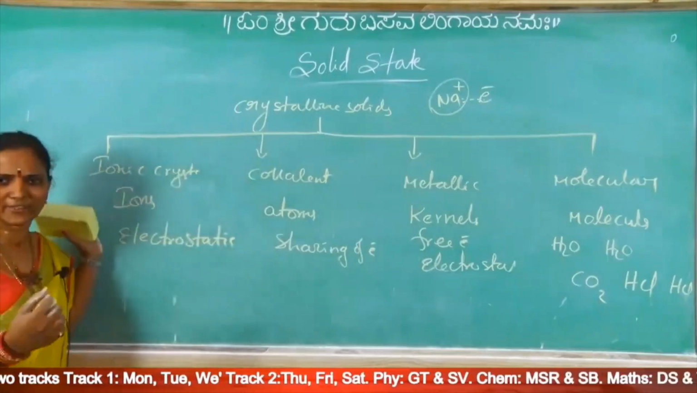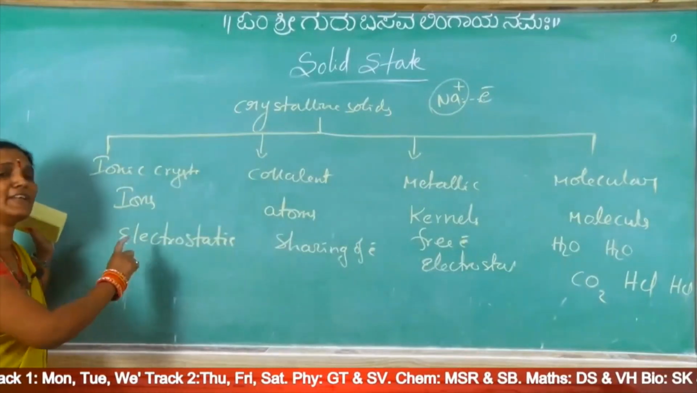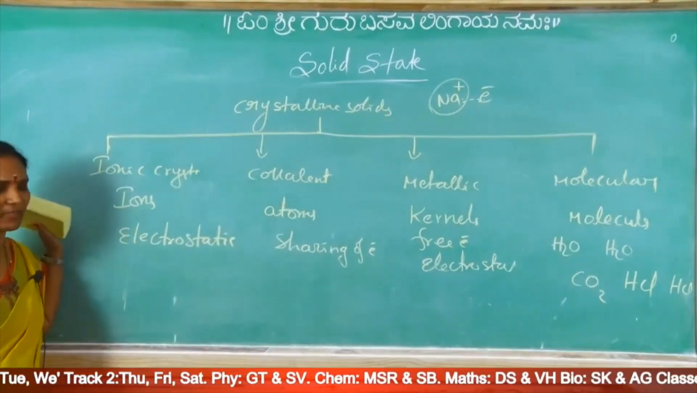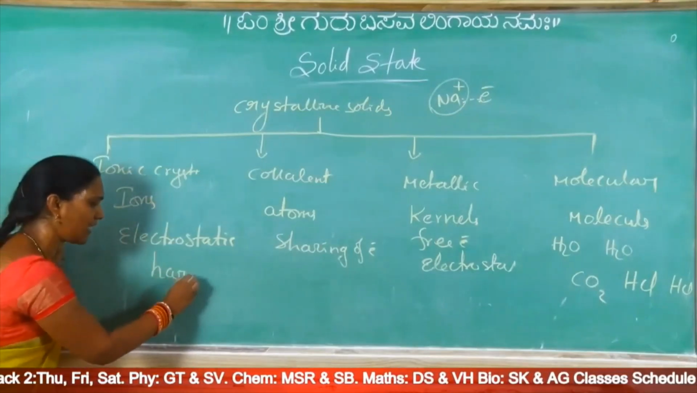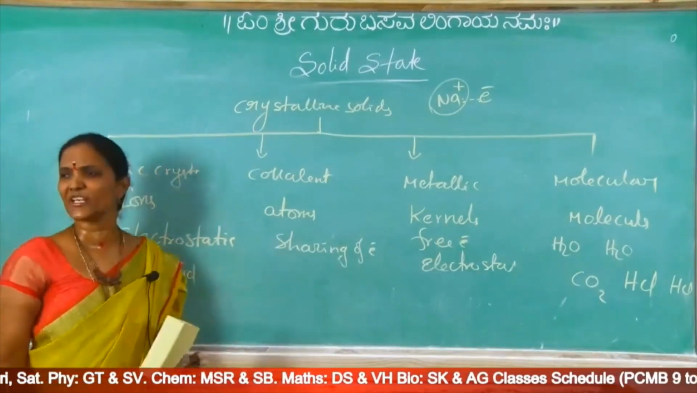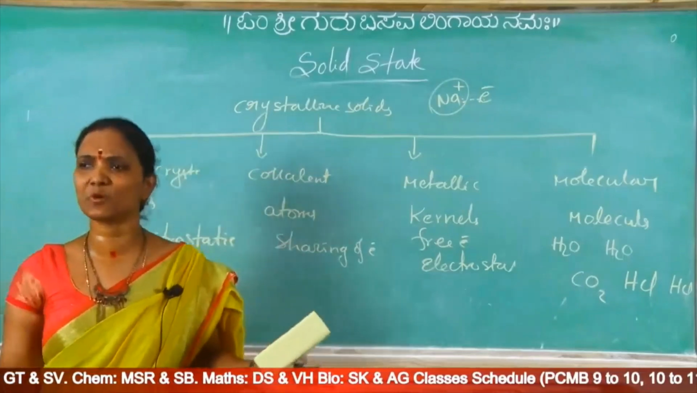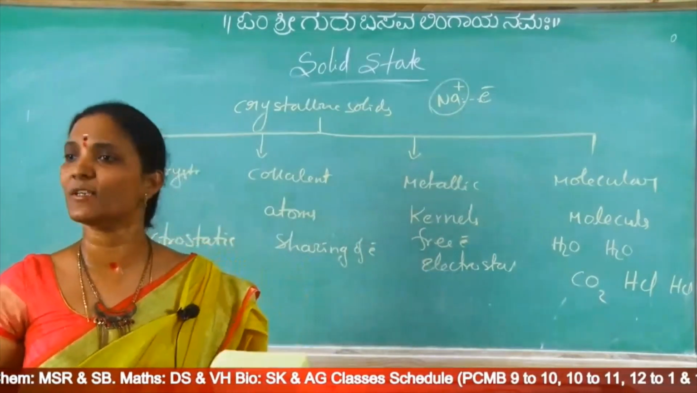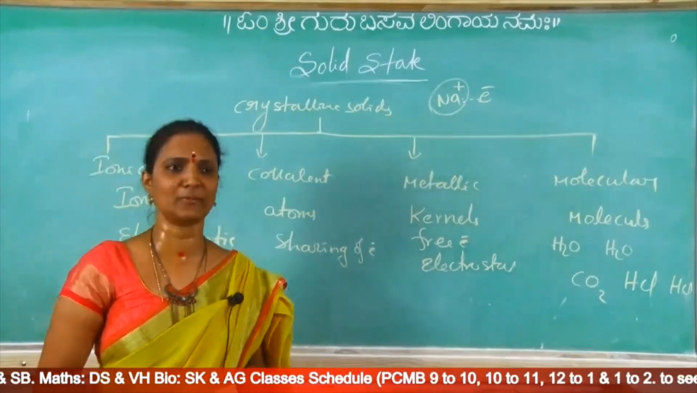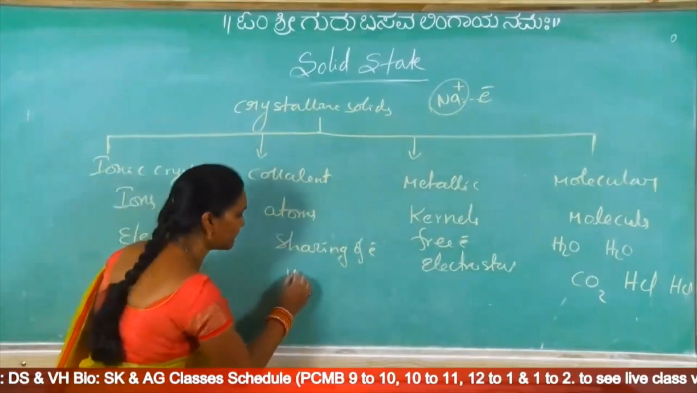Now come to the strength. Here, because of electrostatic interactions, ionic crystals are definitely hard. And here, with sharing of electrons, covalent crystals exist as giant polymers. Diamond exists as a giant polymer. So these are very hard.